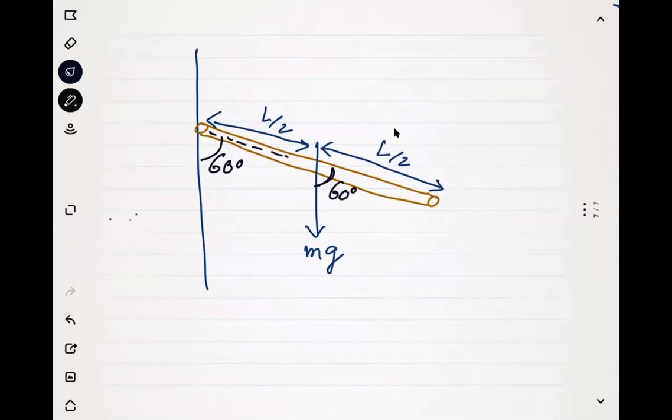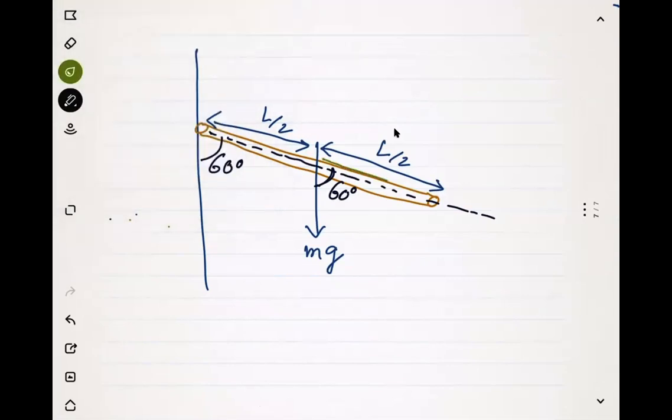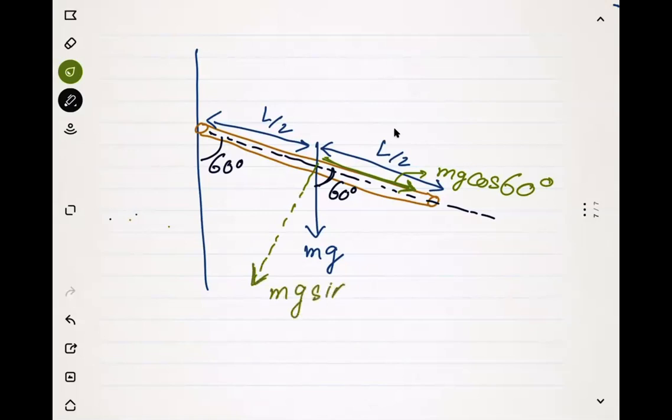And this is the line along which the displacement or the distance is given. The distance L is given along this line. So we need forces along this line. If we resolve the weight along this line, one component would become mg cos 60. The other component, which is perpendicular to the rod, would be mg sine of 60. The component that is along the rod or along the distance is to be ignored. The component that is perpendicular to the distance is to be taken.